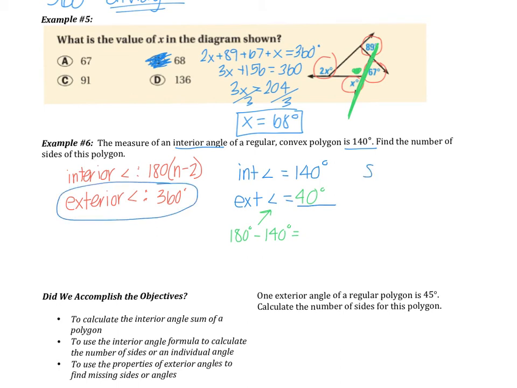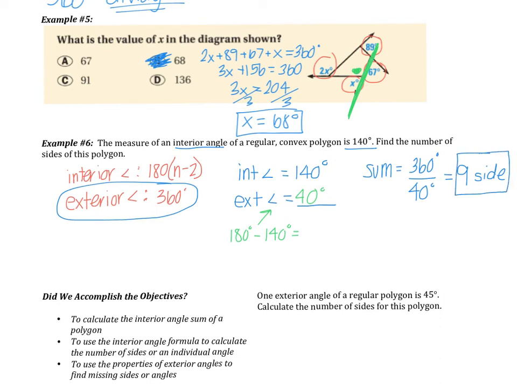So I'm going to write it like this. Sum of the angles of exterior is 360. If I know I have 40 degrees on each angle, we'll divide by 40. That will give you n sides. So 360 divided by 40 in this case is 9 sides. So find the number of sides, 9.